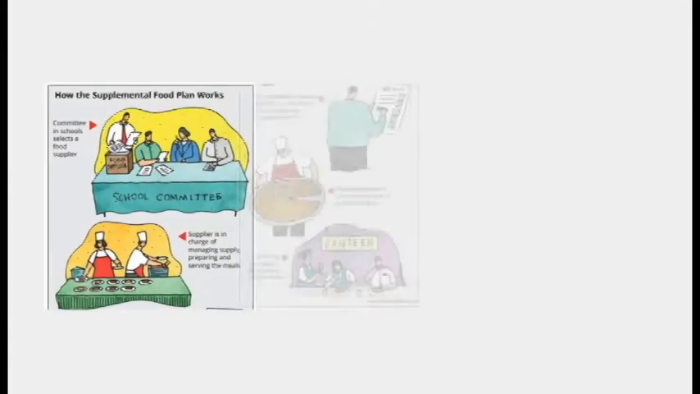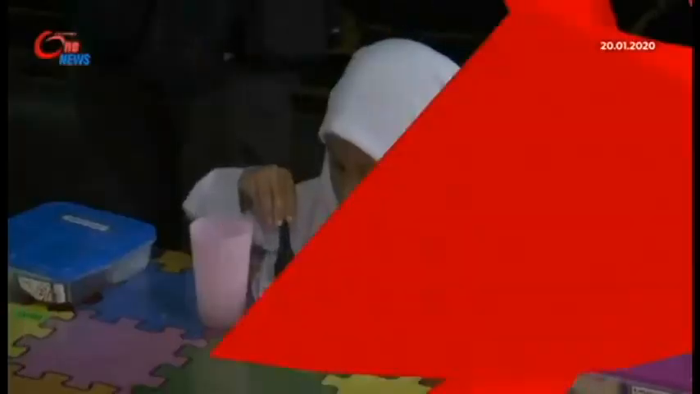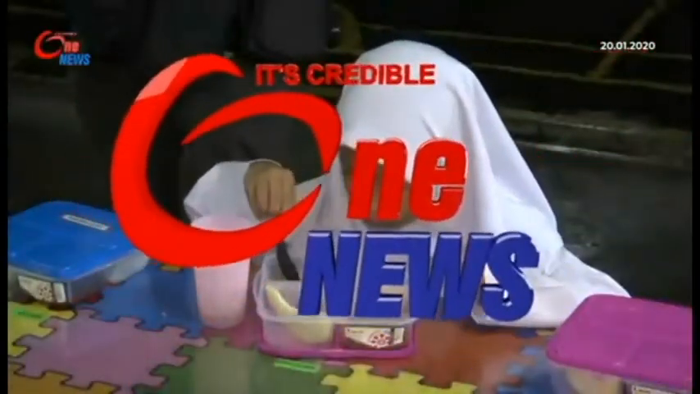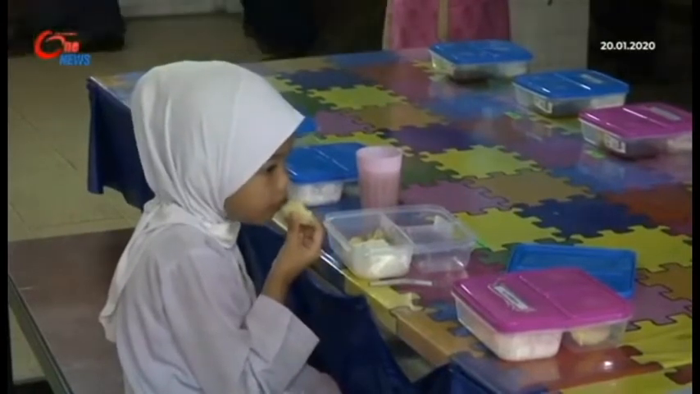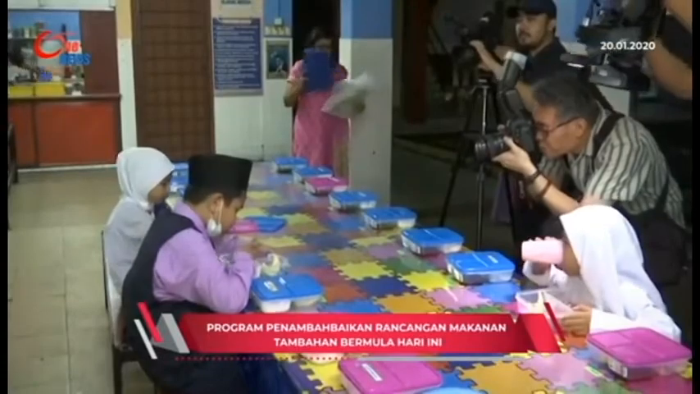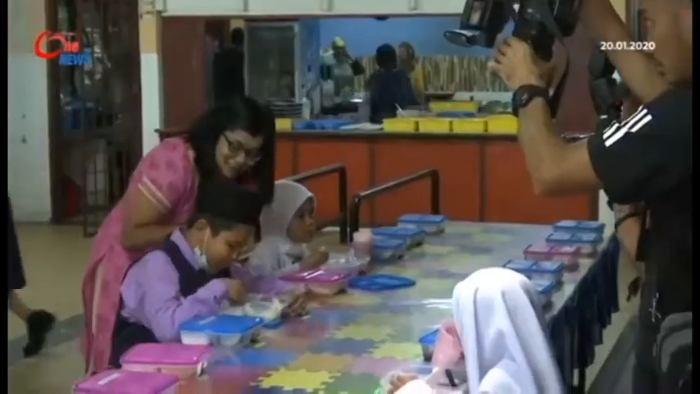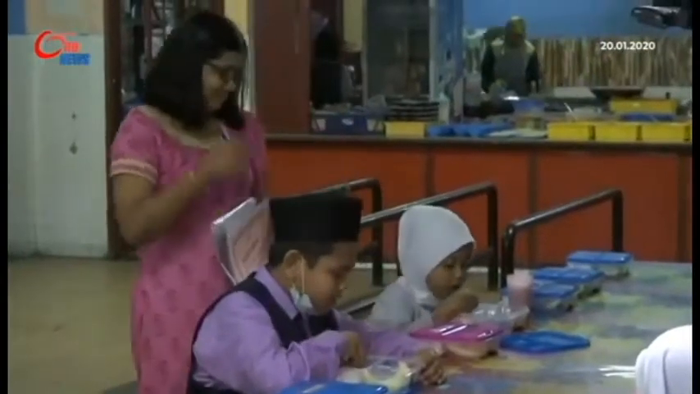To overcome this issue, the Government of Malaysia initiated the Supplementary Meal Plan, or the Rancangan Makanan Tambahan, RMT. It was introduced in 1979. This policy targets children from poor families, especially from rural, urban and low-income groups. This policy aims to address undernutrition. The food preparation process is carried out by 95% of school canteens, with the meals being served to the pupils a few minutes before recess.